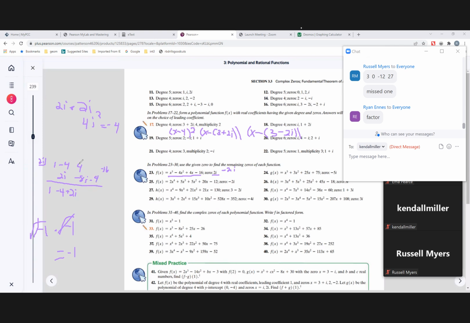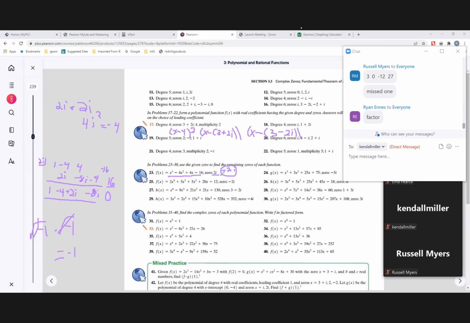Okay? Now that I have a minus 4 here, remember that 2i gives you negative 4. That 4 goes away, leaves me with negative 8i. Okay? Times that by 2i, look what happens. I get 16 and 0. Okay? So, big deal. That's a mess. What do I do with that? Well, we have to do synthetic division with this guy, but with negative 2i.